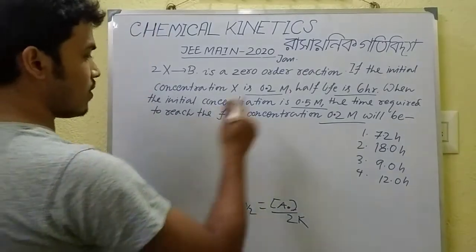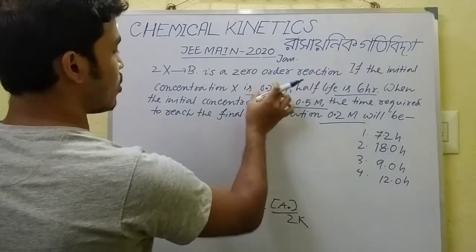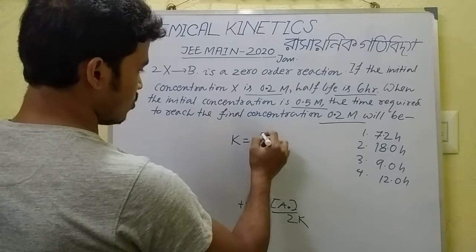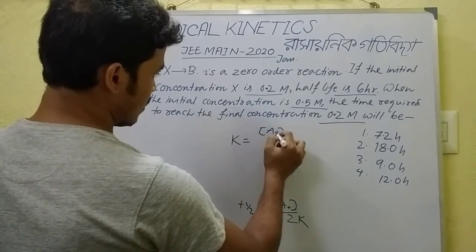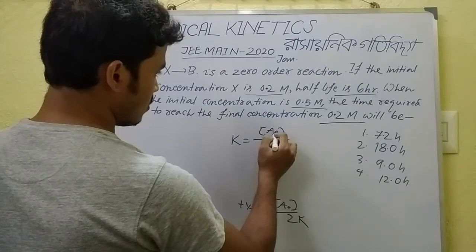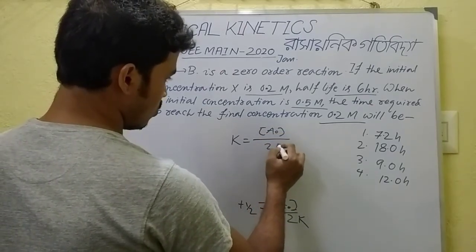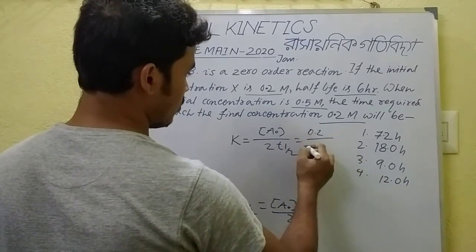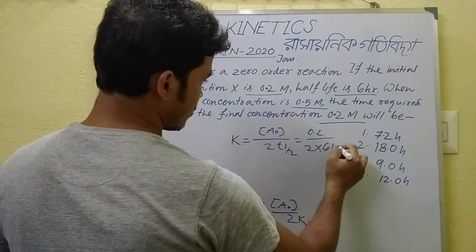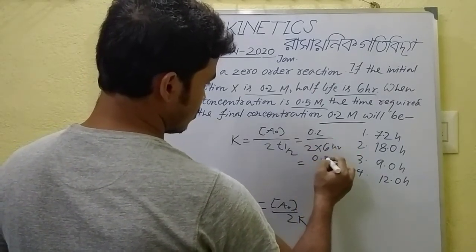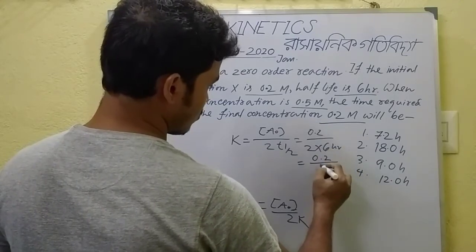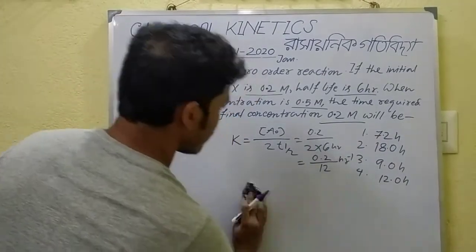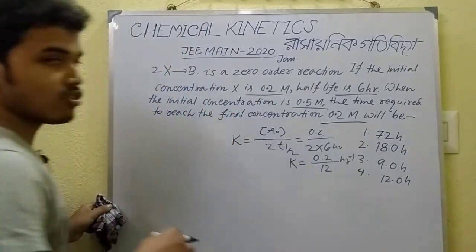Now you are given A0 is equals to 0.2 molar and t half is equals to 6 hours, and you will find the K. So K is equals to concentration of A0 divided by 2 t half. This is equals to 0.2 by 2 into 6 hours. Okay, so this is equals to 0.2 by 12 hour inverse. Okay, so this is equals to K, the rate constant of zero order reaction.